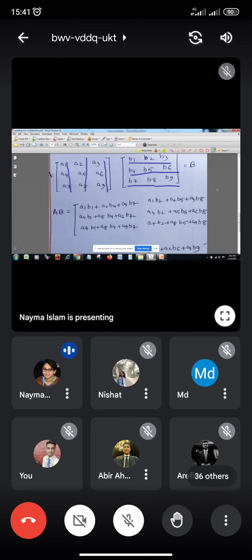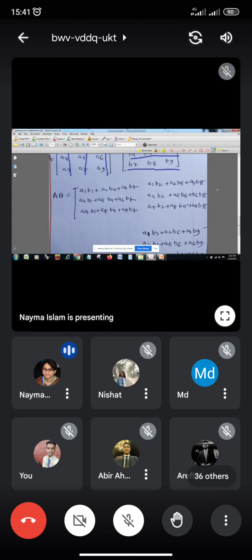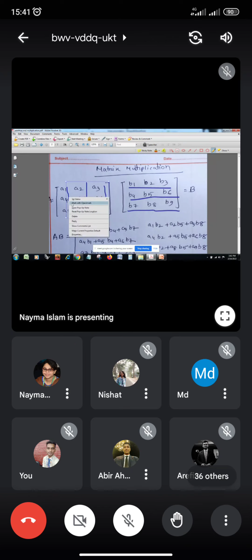Now, what is the procedure of multiplication? If you forget that, please try to understand this. I have used A1, B1 here to help you understand, because if I use digits, maybe you will not be able to understand if you forget. At first, you have to consider the first row and the first column. So multiply every element: A1 into B1, after that A2 into B4, after that A3 into B7. This will be the first element.